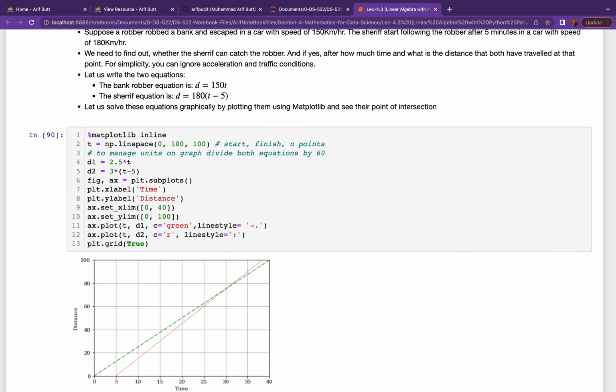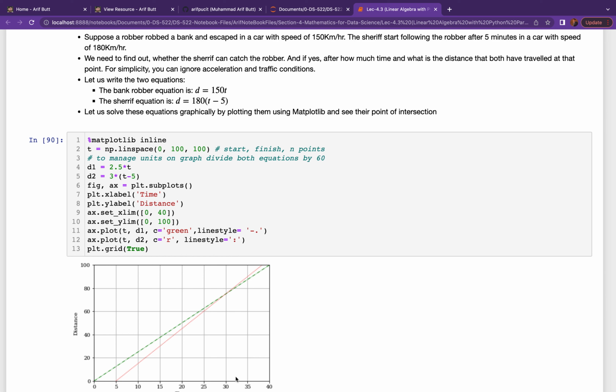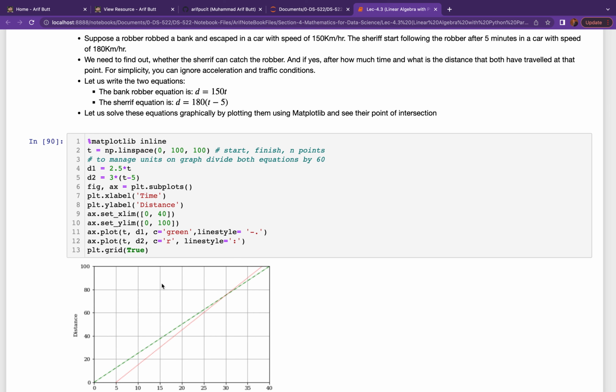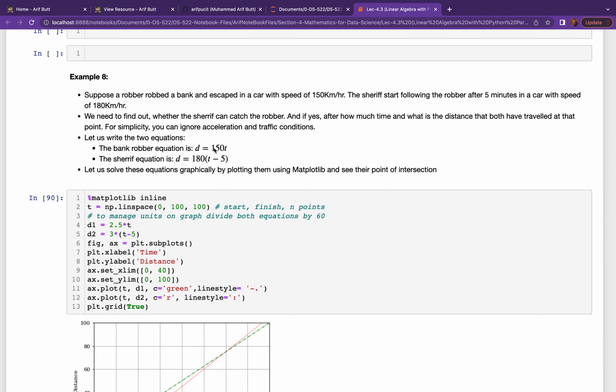From these two lines, it is apparent that this is the red line which shows the sheriff, and the sheriff got the robber after about 30 minutes, and when they have traveled around 70 kilometers. So this is the solution of this set of linear equations. I hope this makes sense.